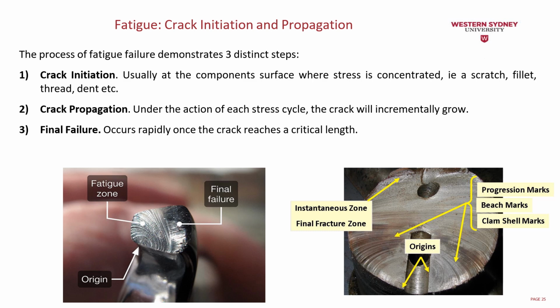The process of fatigue failure demonstrates three distinct steps. First, the crack initiation, which usually occurs at the component surfaces where stress is concentrated, specifically scratches, fillets, threads, or dents and so on. Second, the crack propagation, where under the action of each stress cycle, the crack will incrementally grow. And finally, the final failure will occur rapidly once the crack reaches the critical length.